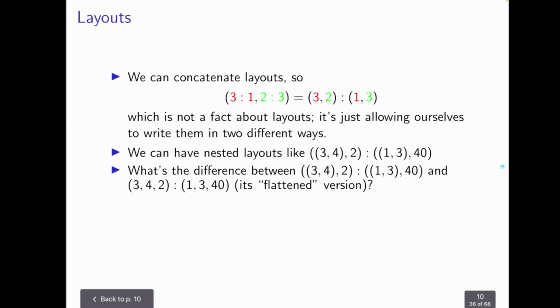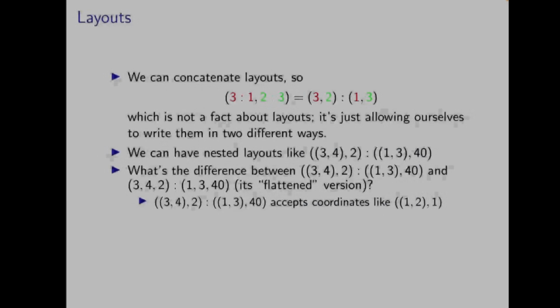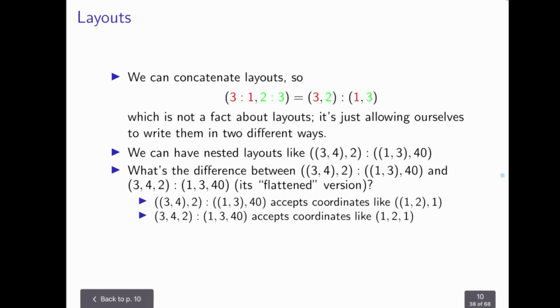Okay, so what's the difference between this and the flat version, which is like 3, 4, 2, colon 1, 3, 40? The difference is just the kind of coordinates that it accepts. This one that is not flat accepts coordinates where the first coordinate is itself a tuple. So in here we're looking at the coordinate (1, 2), 1, and it has two modes. The first mode is (1, 2), and the second mode is just 1. So it has this kind of tree structure. But the flat one accepts coordinates like 1, 2, 1 with no nesting.